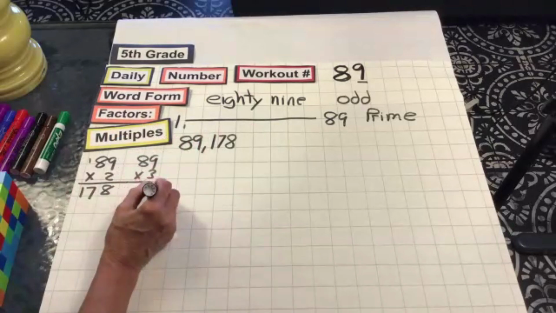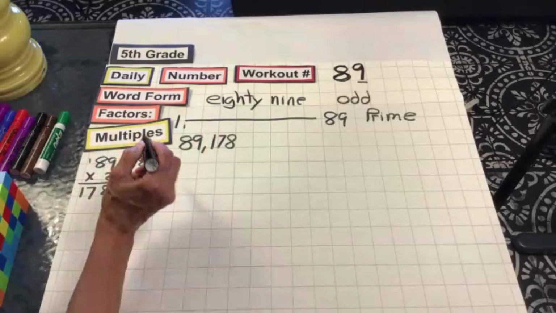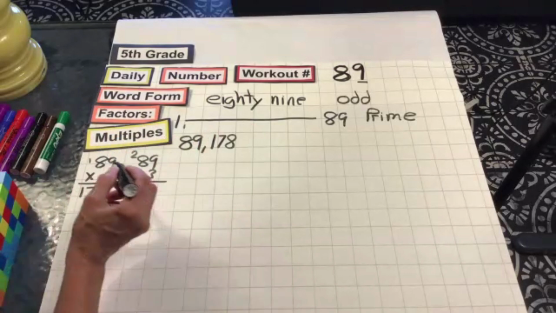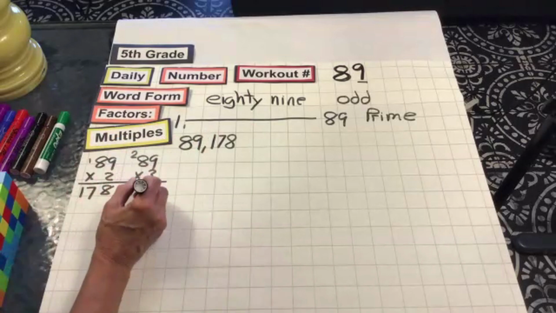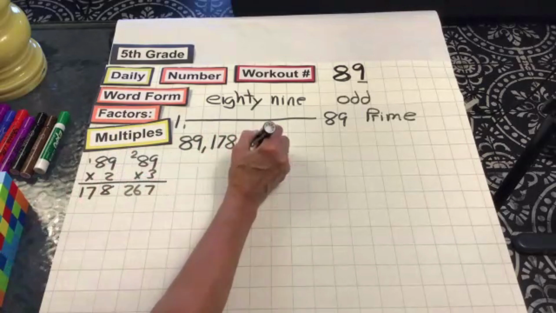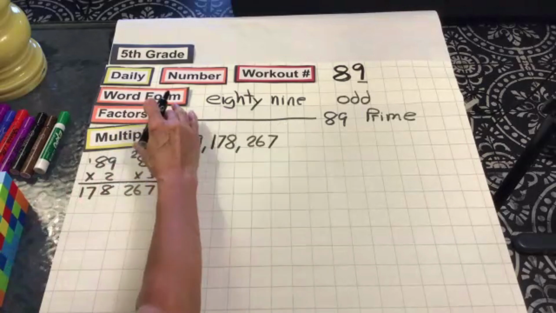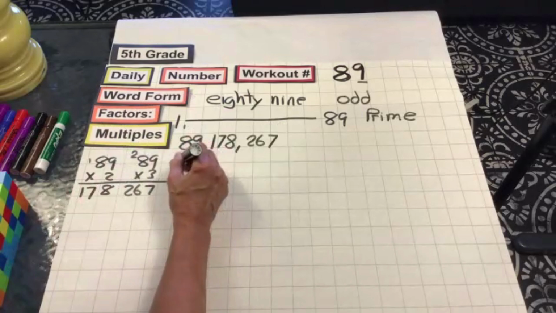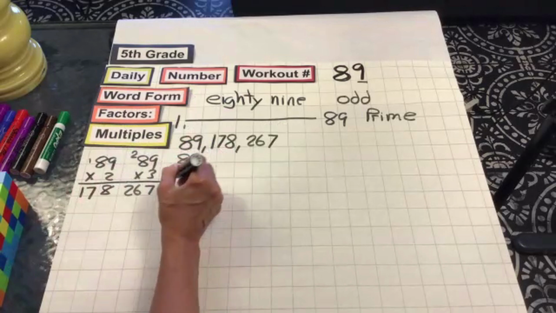Let's do 89 times 3. 3 times 9 is 27. Drop the 7, carry the 2. 3 times 8 is 24, plus 2 is 26. So we have 267. Check your math.